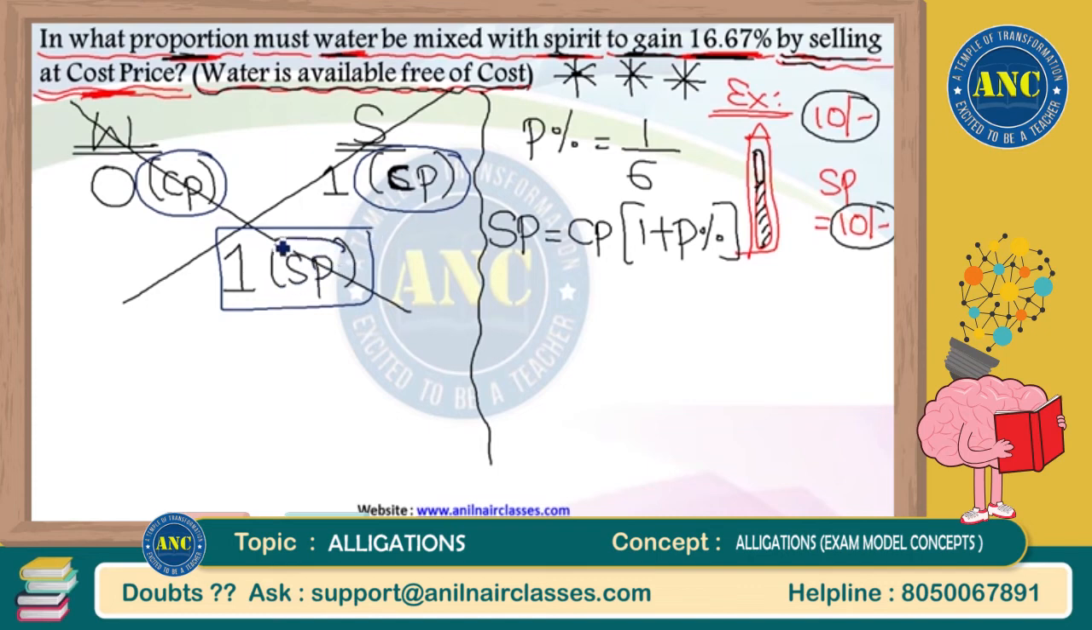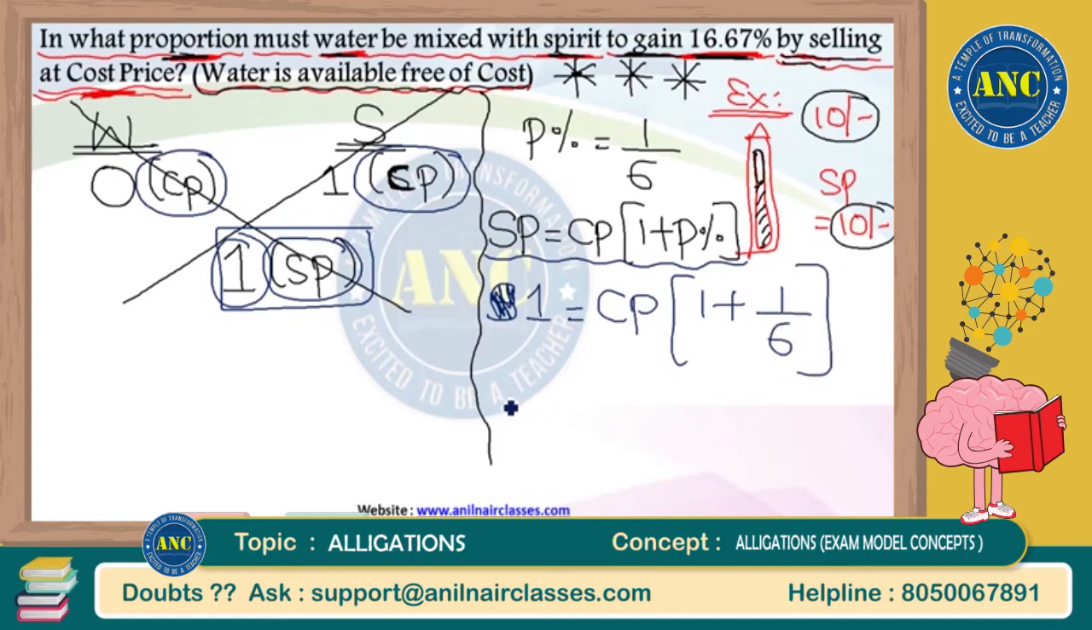So I am converting this selling price of 1 rupee to cost price of something. What is that? We are checking with this notation right now. That means selling price is 1 rupee, right? Cost price I don't know. Into 1 plus profit percentage is 1/6. So it is 1 is equal to cost price into 7/6, right? It is 7/6. So cost price is nothing but 6/7.